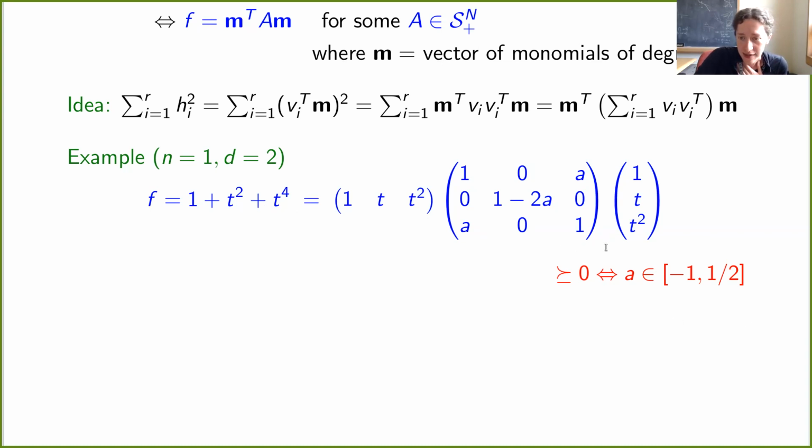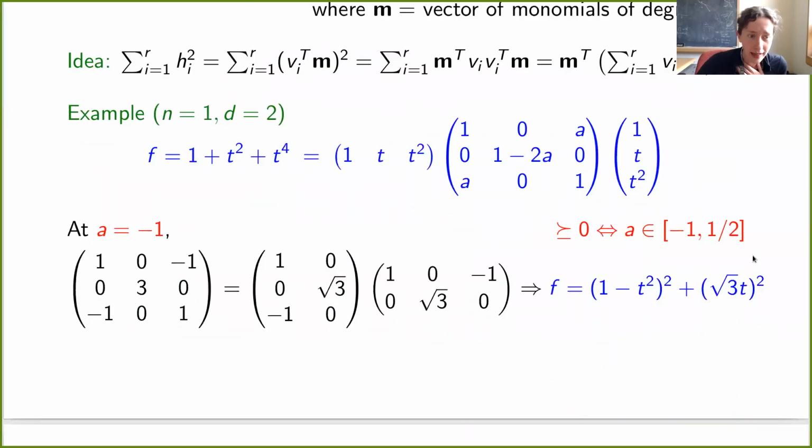And this matrix is positive semi-definite on some interval of values for A. At A equals 0, you get the identity matrix, which corresponds to the way you would want to write this as a sum of squares, namely 1 plus t squared plus t squared squared. But there are others. For example, if I take one of these endpoints at -1, then I get this matrix, and I can write that as something times its transpose. Then use the columns of this matrix as coefficient vectors for the polynomials I'm going to square. So one polynomial is going to be 1 plus 0t minus t squared, and the other is going to be 0 plus square root 3 t plus 0t squared.